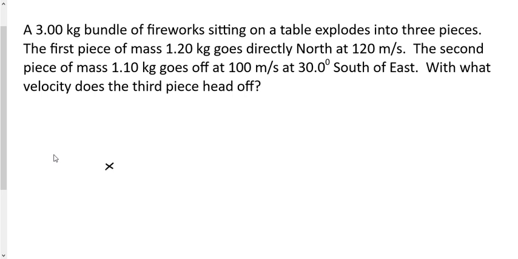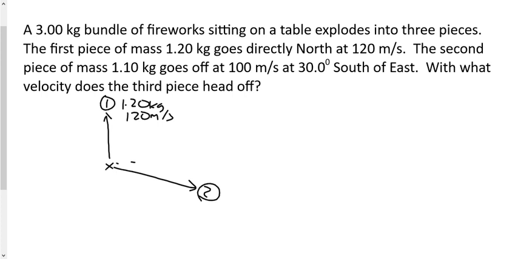First thing we're going to do with this question, as with every other two-dimensional question, is draw a picture every single time. This X represents my explosion point. I've got 3 pieces after the explosion going off. The first piece goes directly north, so we'll say this is object number 1, 1.20 kilograms, and it's going at 120 meters per second. We've got object number 2 going at south of east, 30 degrees right here. That's measured from the east, south from the east. It's going off at 100 meters per second, and it's going with the mass of 1.10 kilograms.